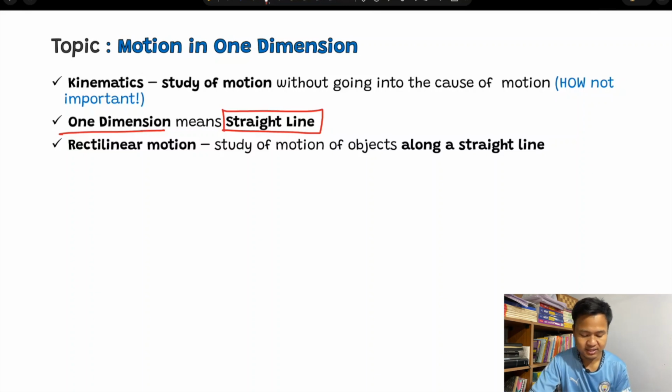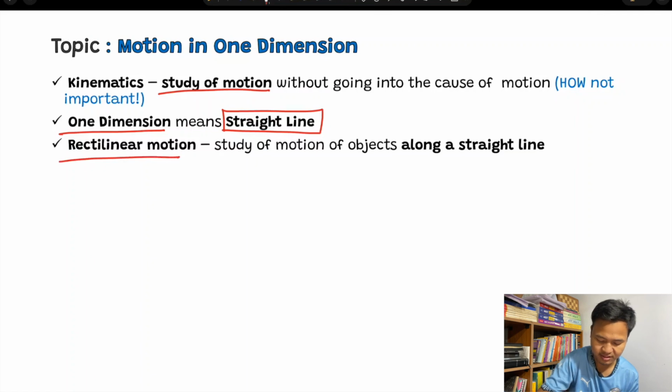So we have motion in 1D, motion in 2D, motion in a plane. All of this is called kinematics. Kinematics is the study of motion: 1D, 2D, relative motion. In kinematics, 1D involves straight-line motion, and later 2D involves projectiles. And one more thing, rectilinear: if an object moves along a straight line, that is rectilinear motion.